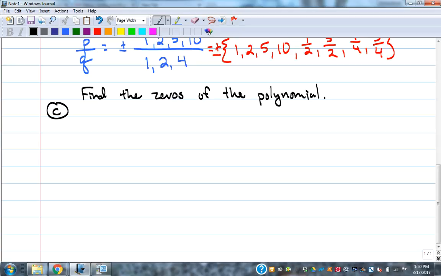So if we're finding the zeros of a polynomial, let's just start with a fairly simple polynomial. X to the third minus 8x squared plus 11x plus 20. So this is similar to what we did Thursday and Friday of last week, where you're given a polynomial. The only difference is last week I gave you one of the factors or one of the zeros to start with.